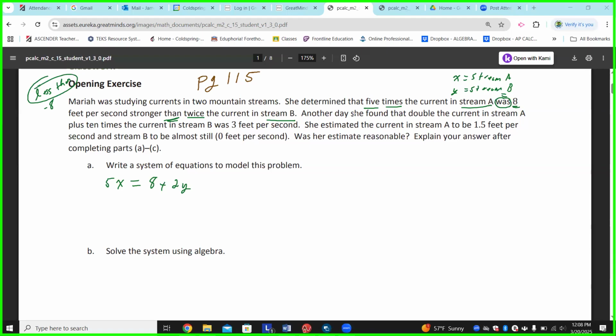All right, here we go. Another day, she found that double the current in stream A. So how do I write double stream A? Just 2x, or 2a if you let A be stream A, plus, that's a big one. What's plus going to be? A plus sign. 10 times the current in stream B. What was that? 10y. Was. What does was mean? Equals 3 feet per second. Just the number 3.